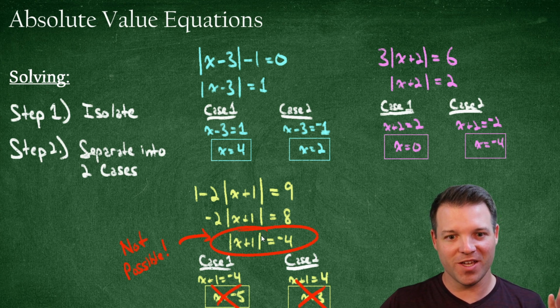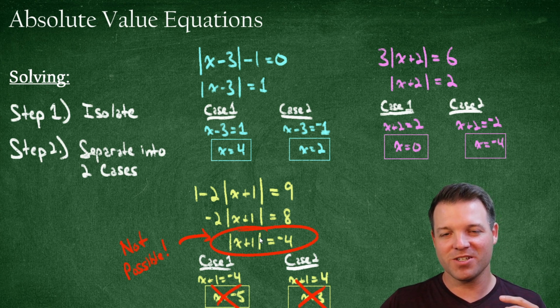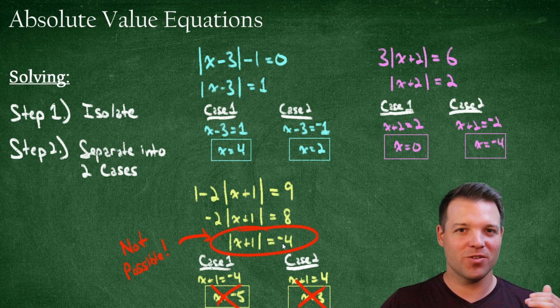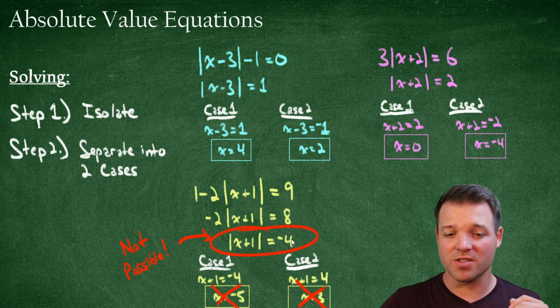That's what the absolute value does. So could I ever take the absolute value of anything and get negative 4? No, impossible. Can't take an absolute value and get a negative number. So you could have just stopped right here and said, nope, no solutions to this.